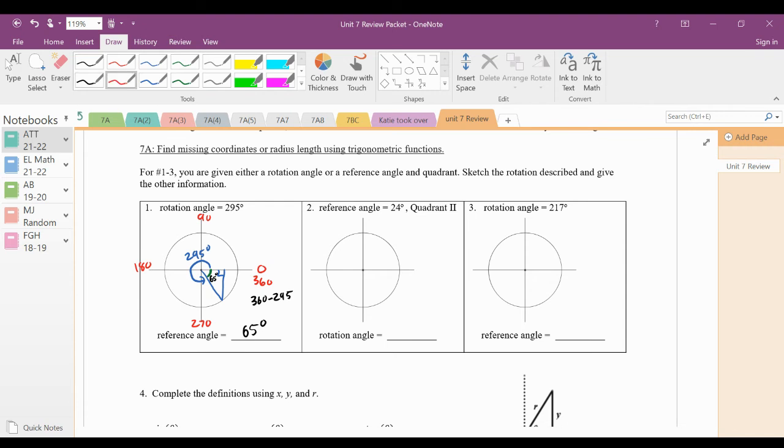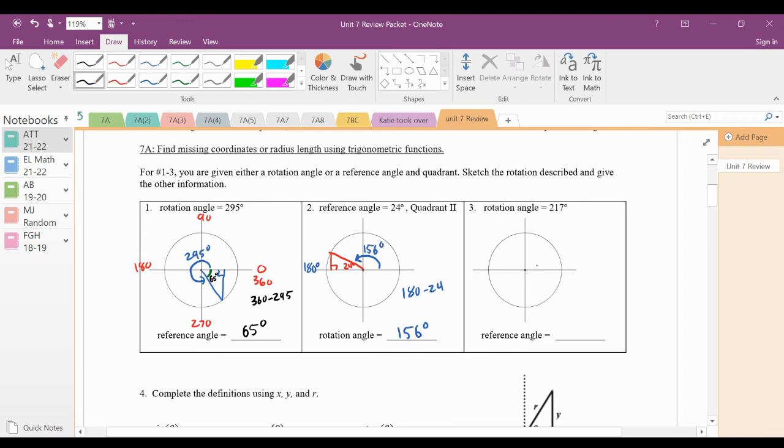Number 2, they actually give us a reference angle, and they put us in quadrant number 2, which is over here. So we're in quadrant 2 with a reference angle of 24 degrees. Now, in order to find that rotation angle, we have to think about, well, a full rotation over to the horizontal there would be 180, but we're 24 degrees short of that. So 180 minus 24, or 156 degrees, would be our rotation angle.